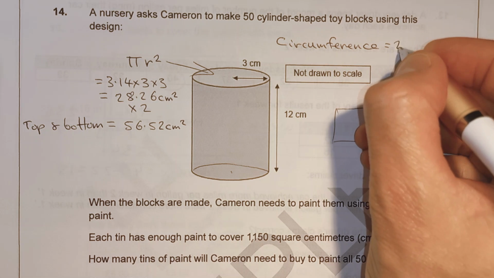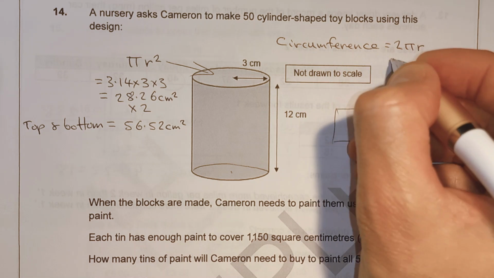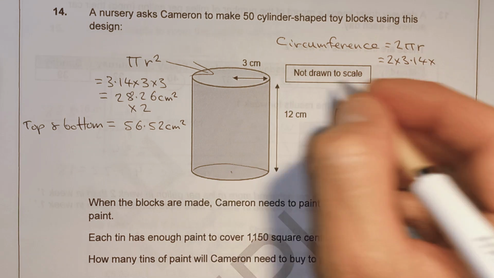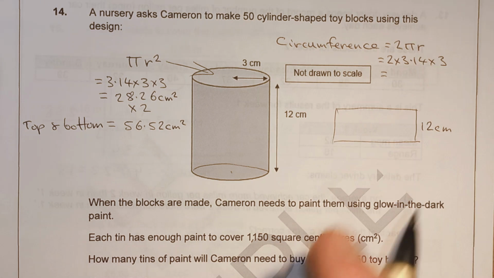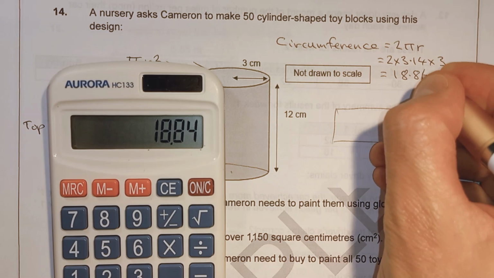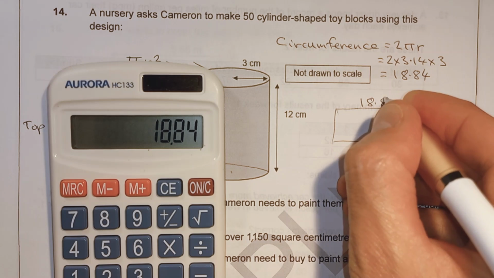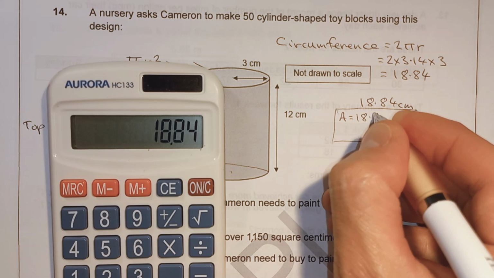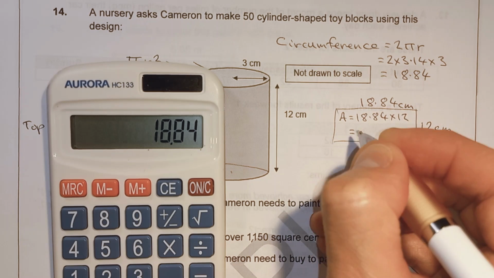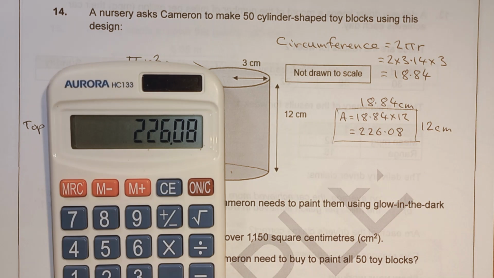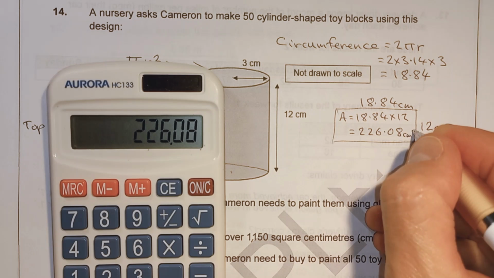and we know that that's 2 pi r. So that's going to be 2 times pi, which is 3.14, times r, which is 3. So 2 times 3.14 times 3, so 18.84. So that's this length here. So the area will be 18.84 times 12, which is 226.08. That's going to be centimetres squared.